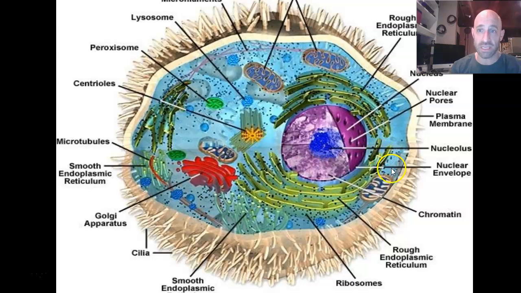So if you take a look here, you can see this is a much more complex cell. That's your nucleus with your DNA in there, but then there's all these other very, very complex structures because eukaryotic cells are just more complex than prokaryotic cells.